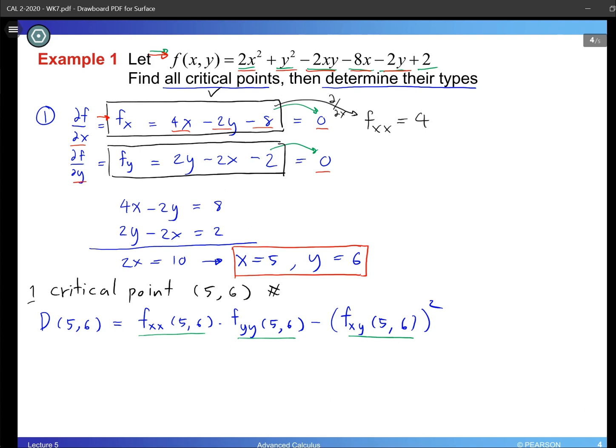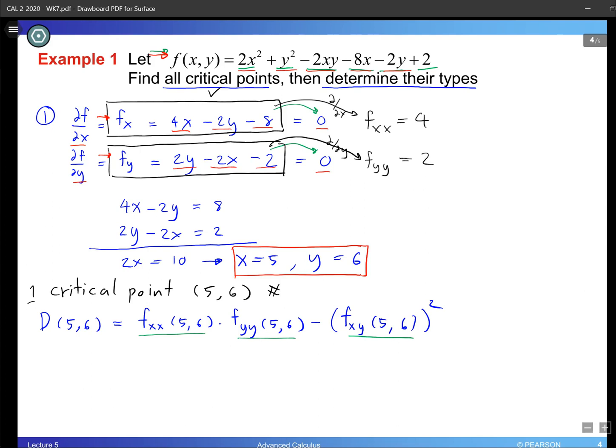Now I need this f with respect to y twice, so I need to diff this again with respect to y. And I am going to get this f with respect to y and then y again. And it's going to be equal to, now let's diff this with respect to y. I diff this with respect to y equal to 2. And diff this with respect to y equal to 0. Constant here goes to 0. And once again, this second order partial diff is a constant and equal to 2.